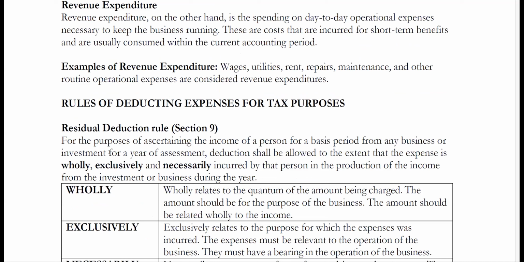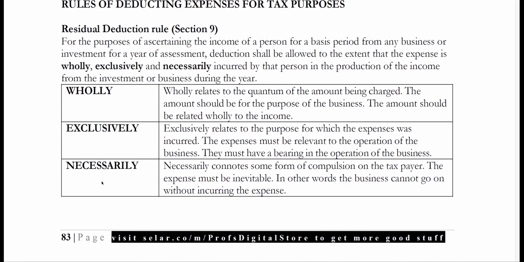So things you do in your normal day-to-day, right? They are all termed revenue expenditure. Okay. Now let's look at the rule for deducting expenses. I taught you what allow and disallow, right? But let's understand the principle of residual deduction. When we say residual deduction rule, it is covered under what?